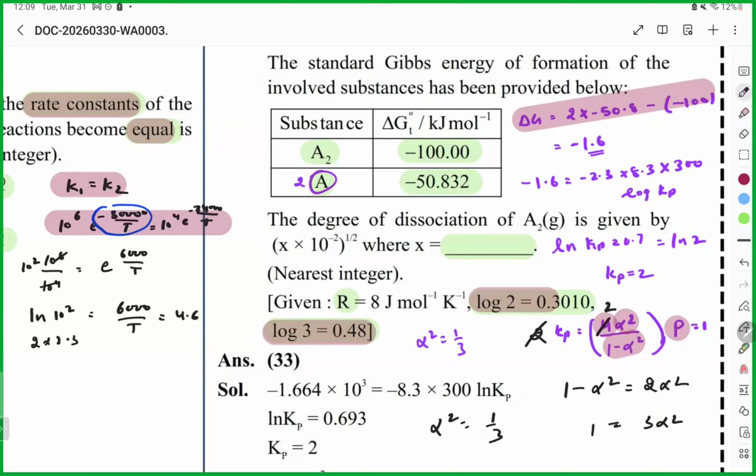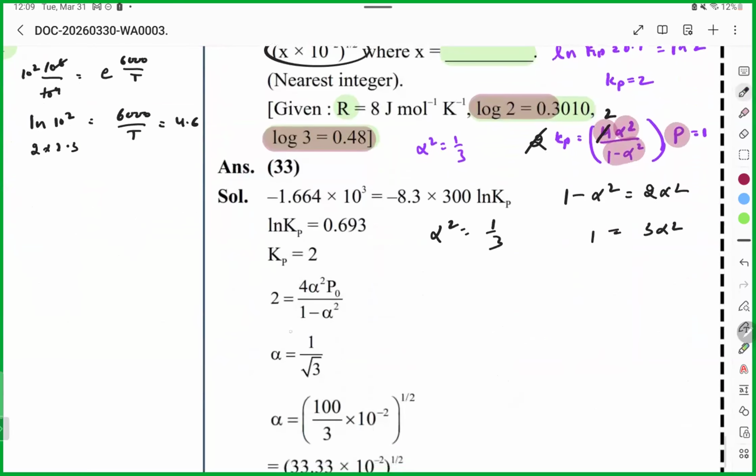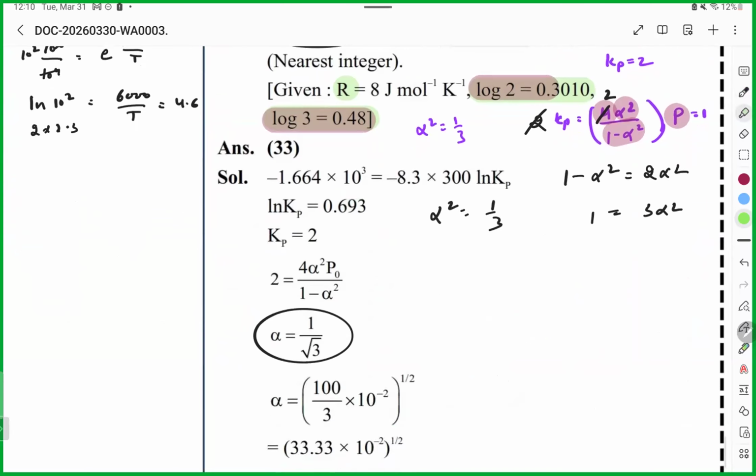What is 1 by root 3 value? Remember what is the other value given here? 1 by root 3 we get. Correct? See, 1 by root 3 you get. But you have to check what is the digit given here. Minus 2 raised to power 1 by 2. So that's why, to take minus 2, you have to multiply with 100. To take minus 2 you have to take 100.